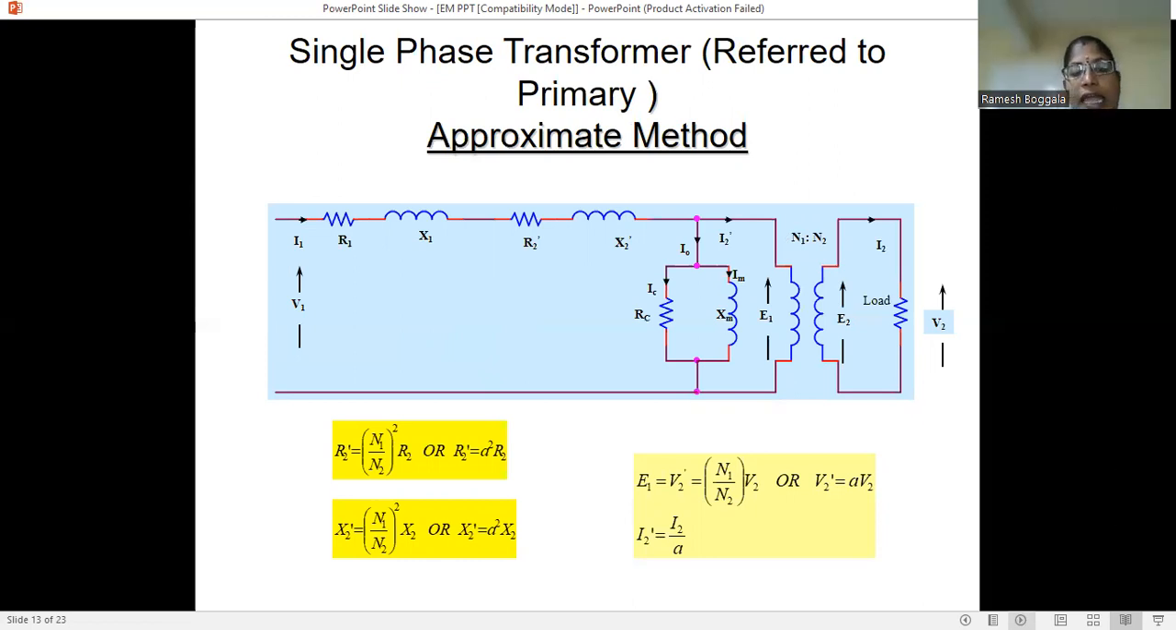So here R1 and X1 are the primary resistance and reactance. R2 dash and X2 dash are the secondary resistance and reactance. RC and XM are the no load resistance and reactance. Here, I1 current and I2 current. Okay. So what is meant by R2 dash? R2 dash is N1 by N2 whole square into R2, or otherwise R2 dash is equal to A square into R2, where A square is the transformer ratio constant. Same as it is, X2 dash is equal to N1 by N2 whole square into X2.